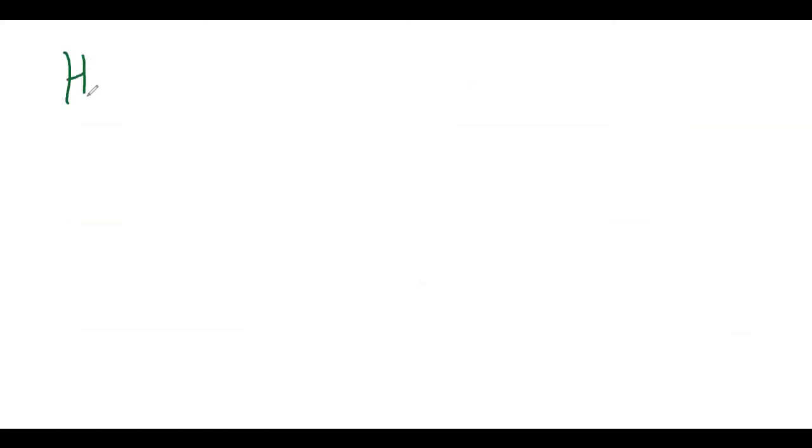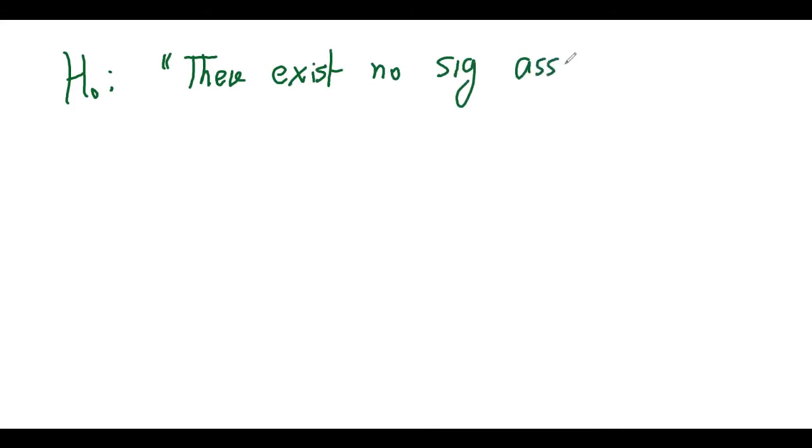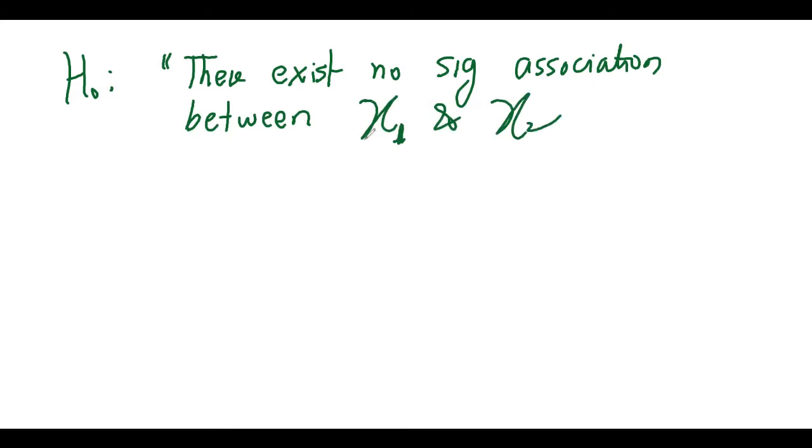Let me move to another part: the null hypothesis of the chi-square test. Whenever you want to apply the chi-square test, the language you have to mention in the null hypothesis is that there exists no significant association between x1 and x2. Here x1 and x2 are the two nominal variables, and we assume that there exists no significant association between x1 and x2. And how can we analyze this hypothesis?